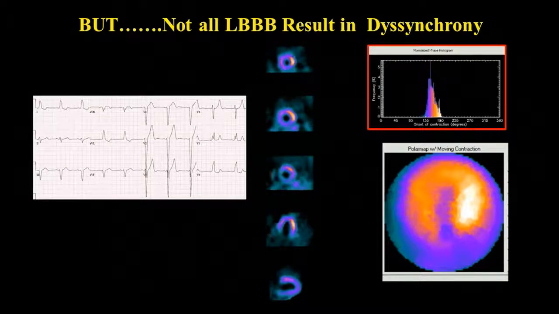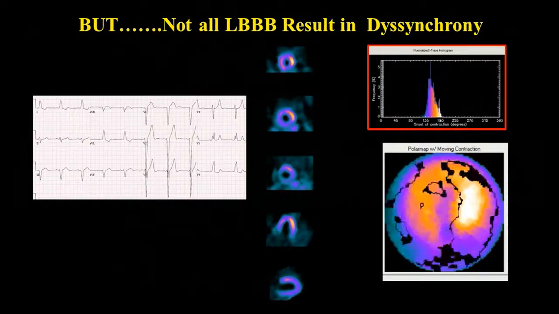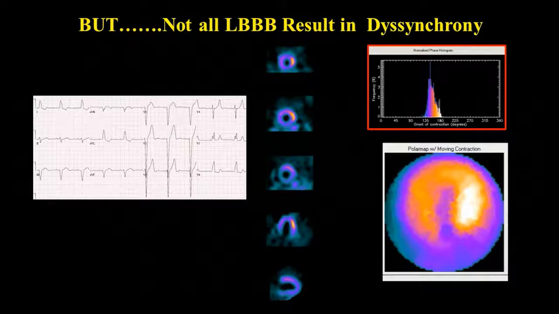Okay. On the contrary, this is a patient who has left bundle branch block, has a low EF. You can visually see that EF is low, has a very narrow phase histogram, and has no dysynchrony even on the polar map. As you can see, the contraction is fairly fast. Yes, the site of latest activation is still in the lateral wall because this is a left bundle branch block, but the patient does not have mechanical dysynchrony despite having a low ejection fraction and a left bundle branch block. Okay, so every left bundle branch block doesn't qualify as a mechanical dysynchrony pattern.